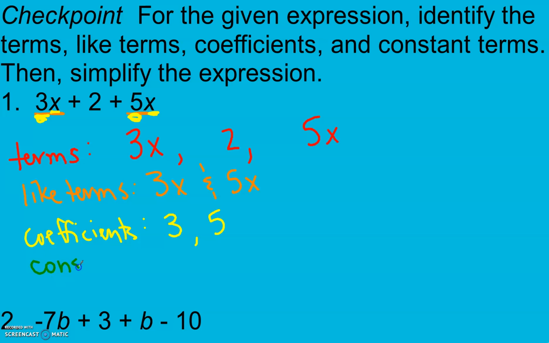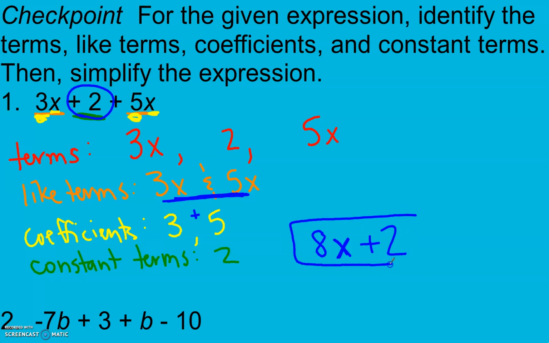And constants are any terms that don't have a variable. All I have here is a 2. Now it wants me to simplify the expression. In order to simplify it, I combine any of my like terms, and I do that by keeping my variable the way that it is. It's just an x, and I add my coefficients. So I get 8x, and then I still have a 2 left that didn't have any like terms. So 8x plus 2.